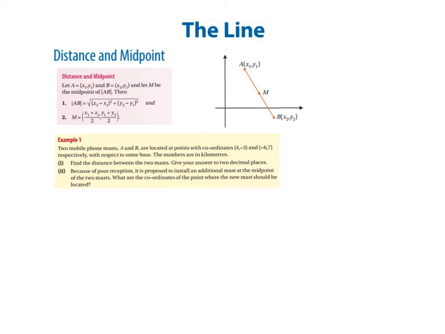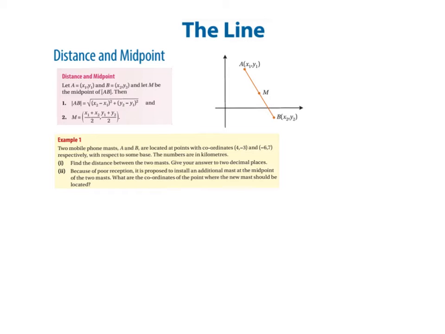It's pretty straightforward. So let's just read through this. It says two mobile phone masts A and B are located at points with coordinates (4, -3) and (-6, 7) with respect to some base. The numbers are in kilometres. So the first thing we've been asked to do is find the distance between the two masts and give your answer to 2 decimal places. Okay, so let's start then.